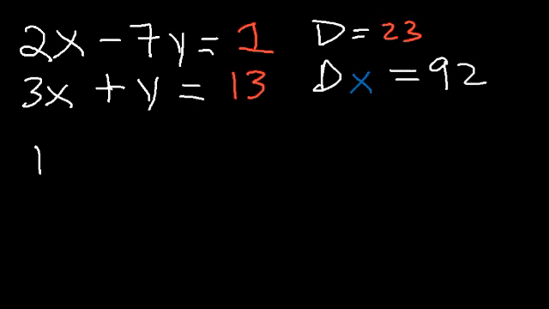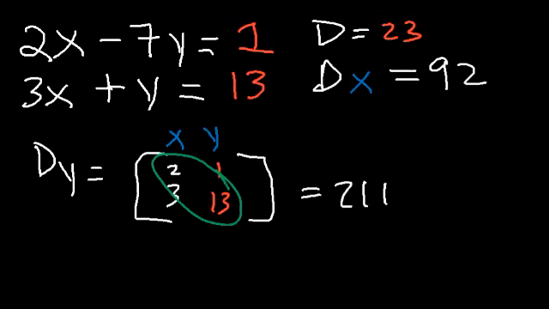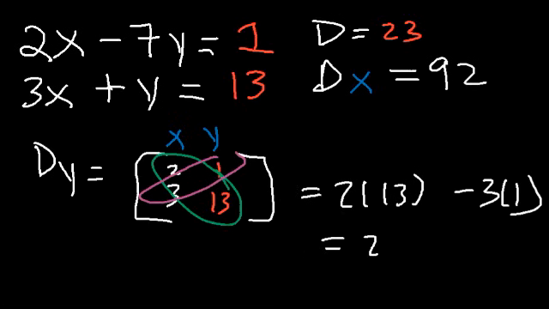Now let's calculate dy. So this is for x, this is for y. So x is going to be 2 and 3. And in the column for y, we're going to replace the coefficients with c1 and c2. So it's going to be 1 and 13. Two times 13 minus 3 times 1 is basically 26 minus 3. So therefore, dy is equal to 23.